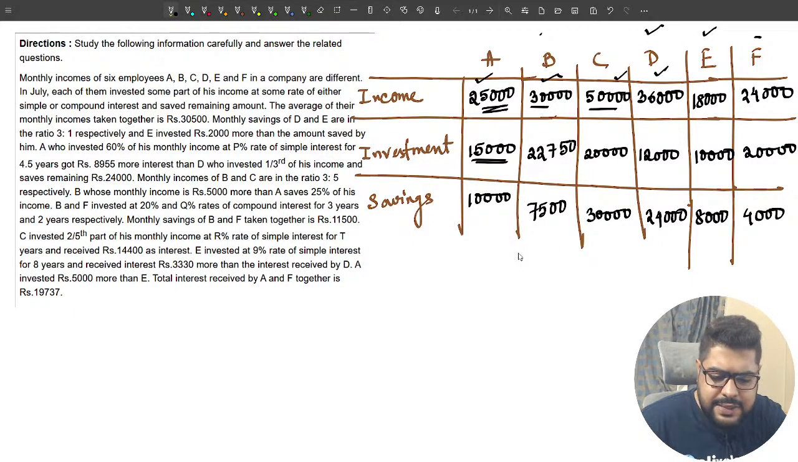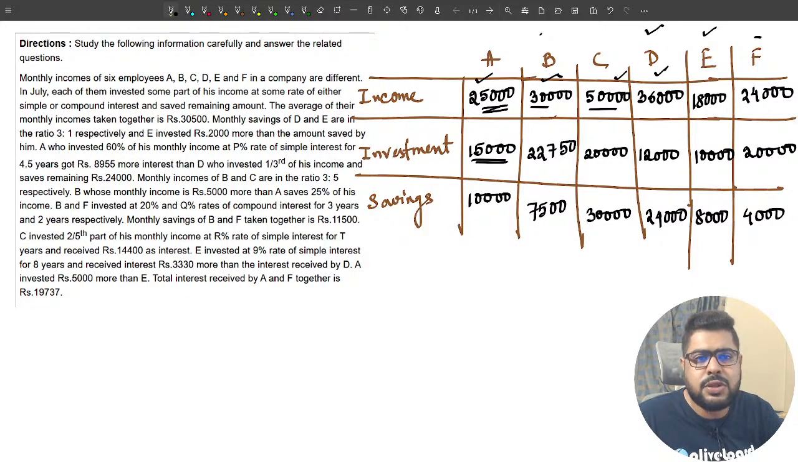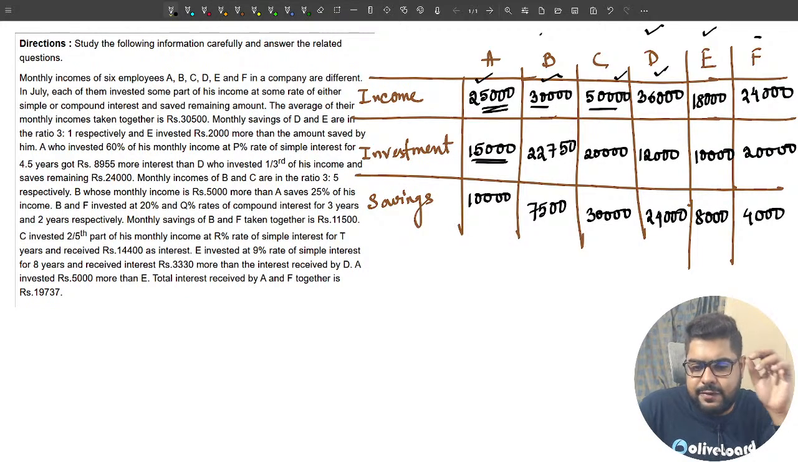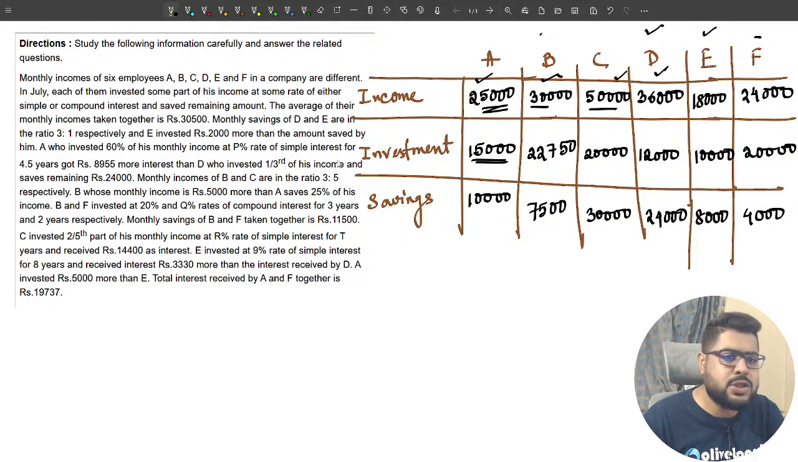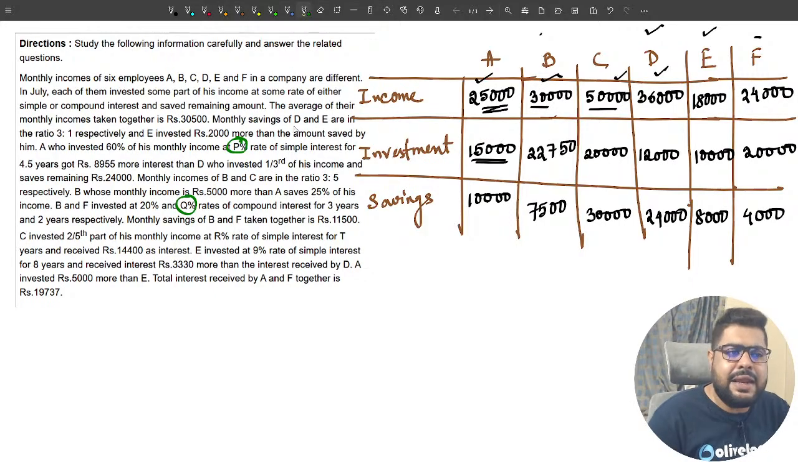The first question, as far as I can remember, I've just seen it na. So 3Q minus 2P. They are asking the value of 3Q minus 2P, sir. कैसे आएगा? Sir, Q कहाँ है? Sir, अच्छा P ले लेते sir. P is here and Q is here, sir. So let's understand. A invested 60% of his monthly income, meaning 15,000 rupees.